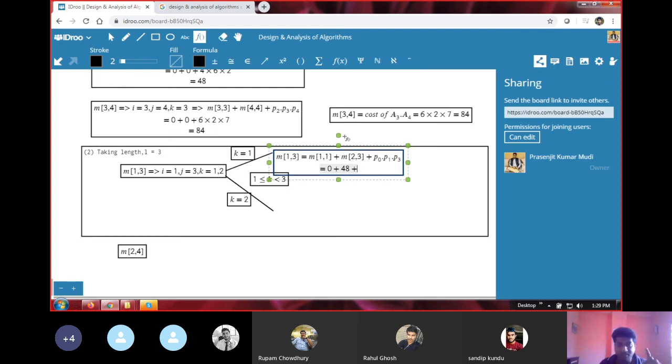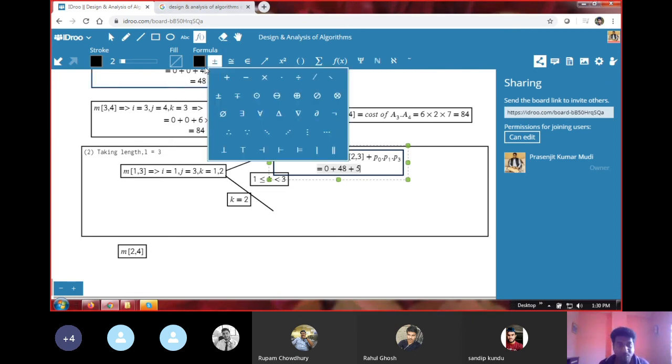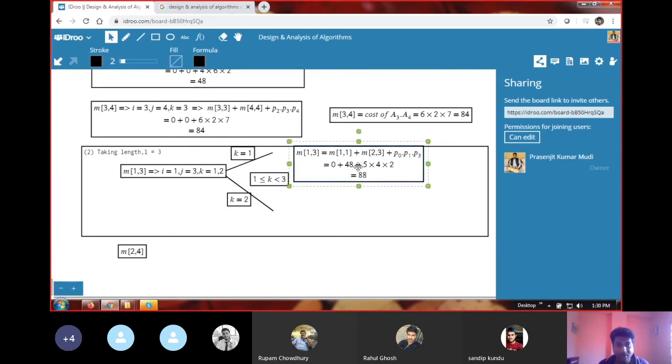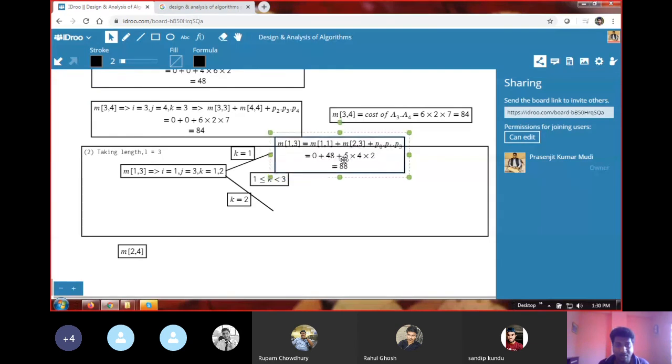P0 is, I think, 5, from 5 4 6 2 7, that is the sequence. So 5 into p1 is 4, then it was 6, then 2, so it is 2. So in the next line, what is the answer? 5 4s are 20, 20 times 2 is 40, 48 plus 40 is 88. Okay, you got it? Fine.